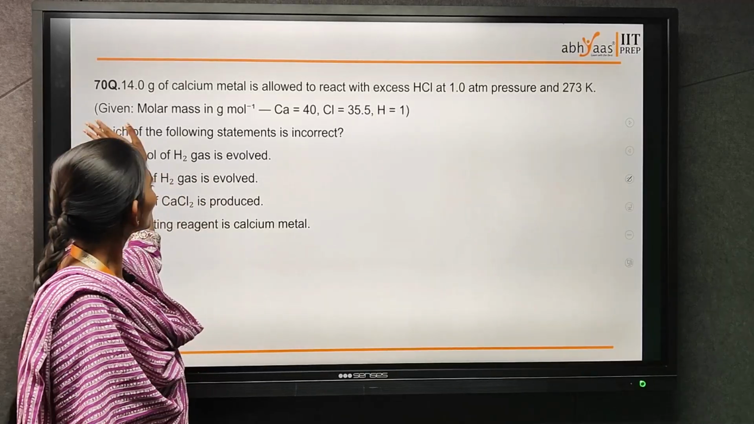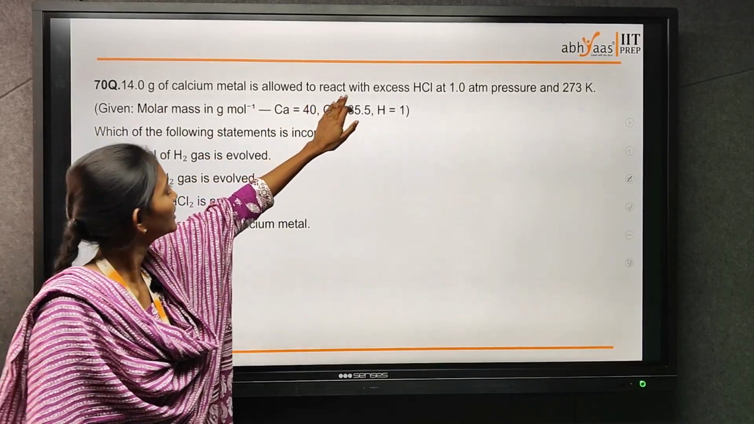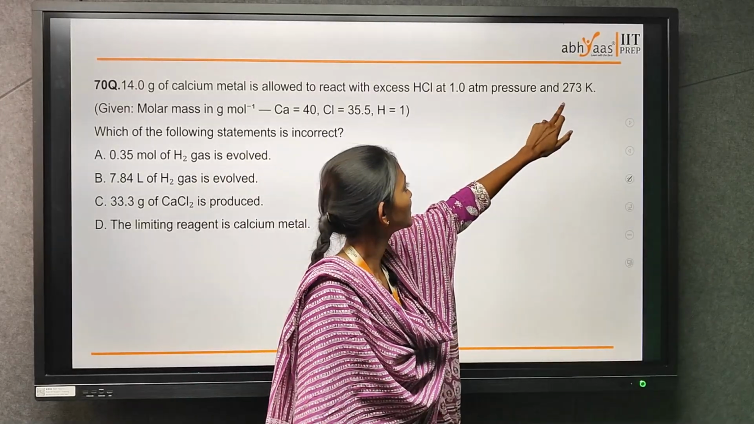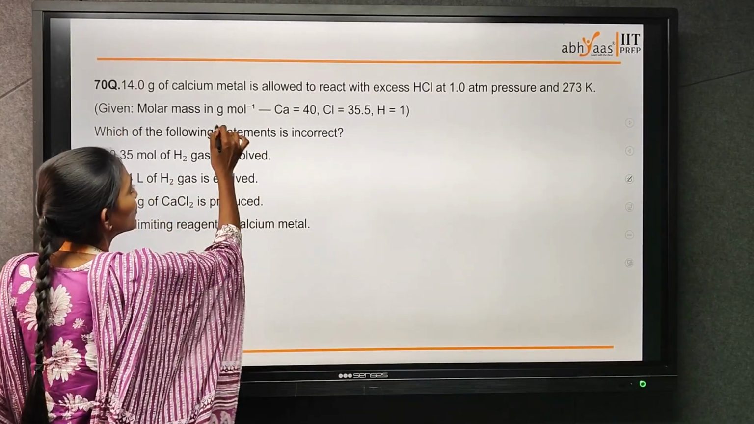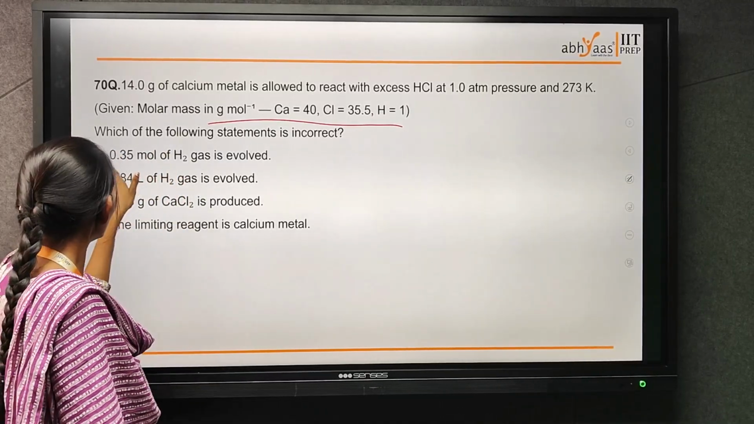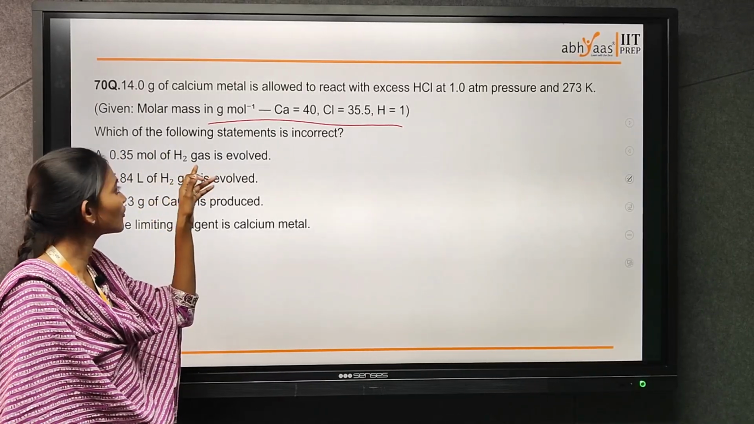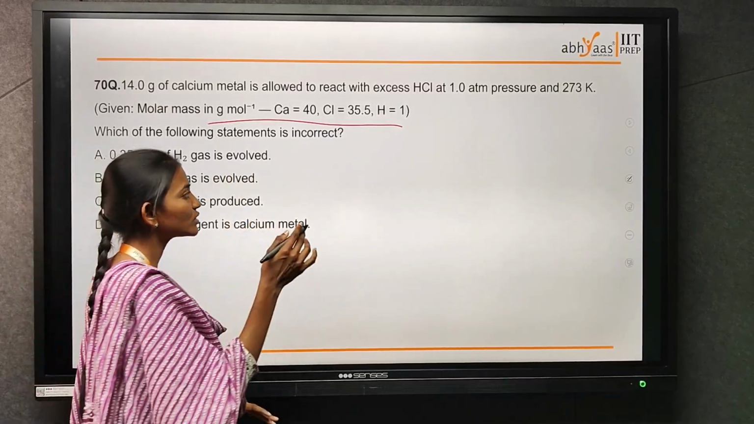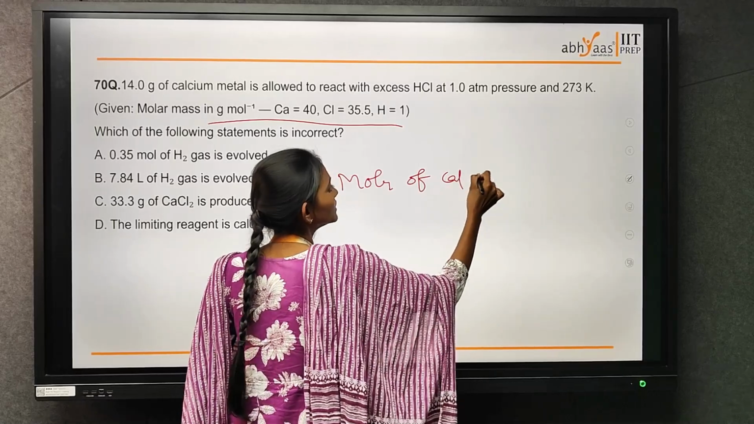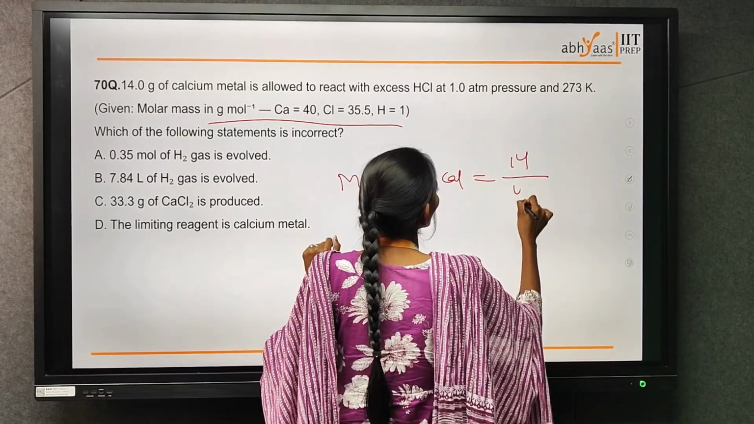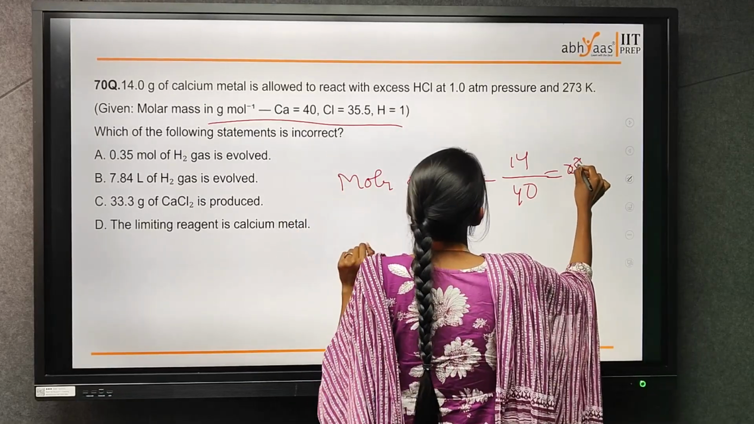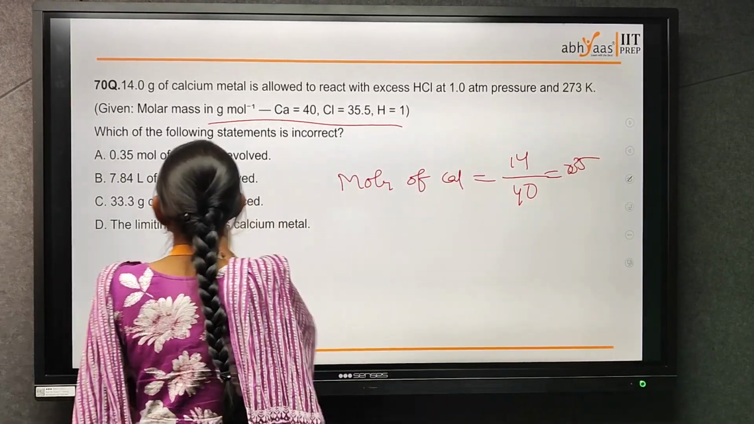And 14 g of calcium metal is allowed to react with excess HCl. Excess. So at 1 bar pressure at 273 kelvin, they have given the mass of calcium. They are asking which of the following statements is incorrect. See here, for this, 0.3 mole of H2 gas is evolved. It means moles of calcium, right? So 14 by 40, upon doing calculation, you are getting 0.35, right? So this statement is correct.